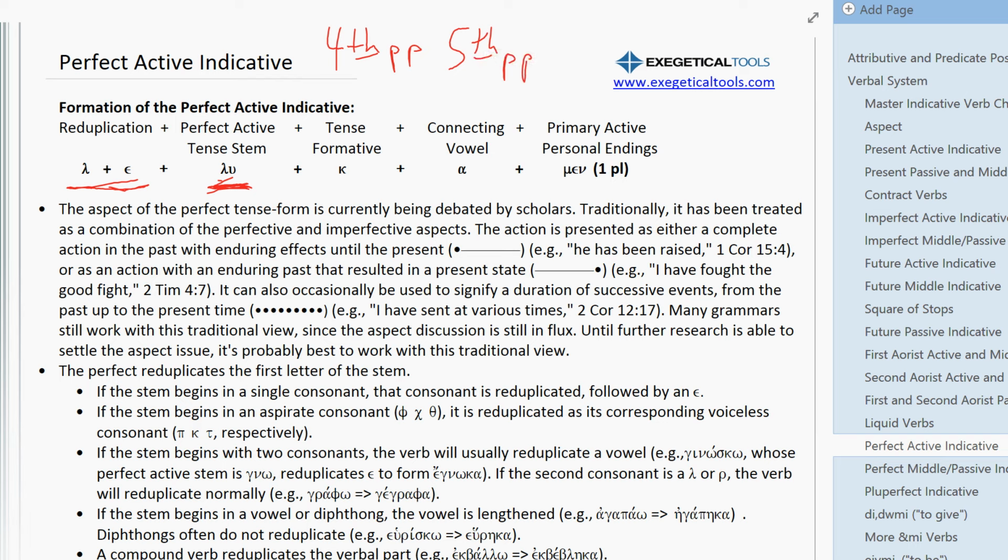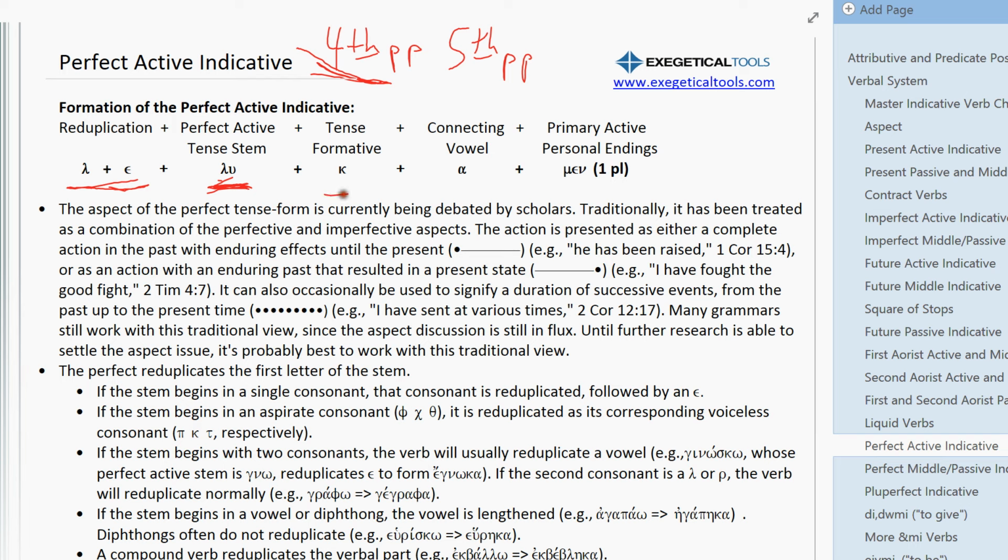So if you need to figure out what the stem of a verb is, either go to a lexicon and see if it gives you the form for the perfect active, or go to a grammar or something like Metzger's lexical aids, go to the principal parts list, and it should show most of the major verbs that are kind of irregular, and it'll give you the principal parts. You look at the 4th one, you can get the stem from there.